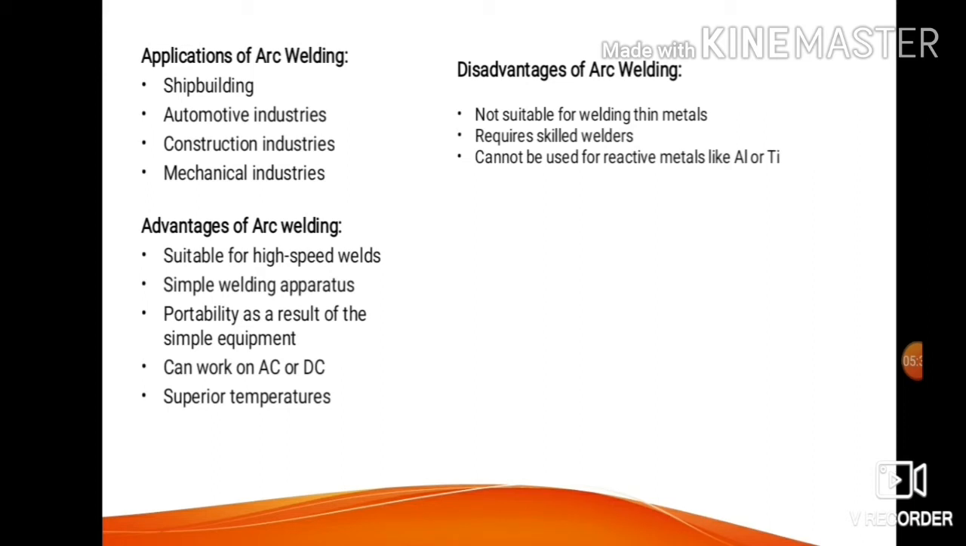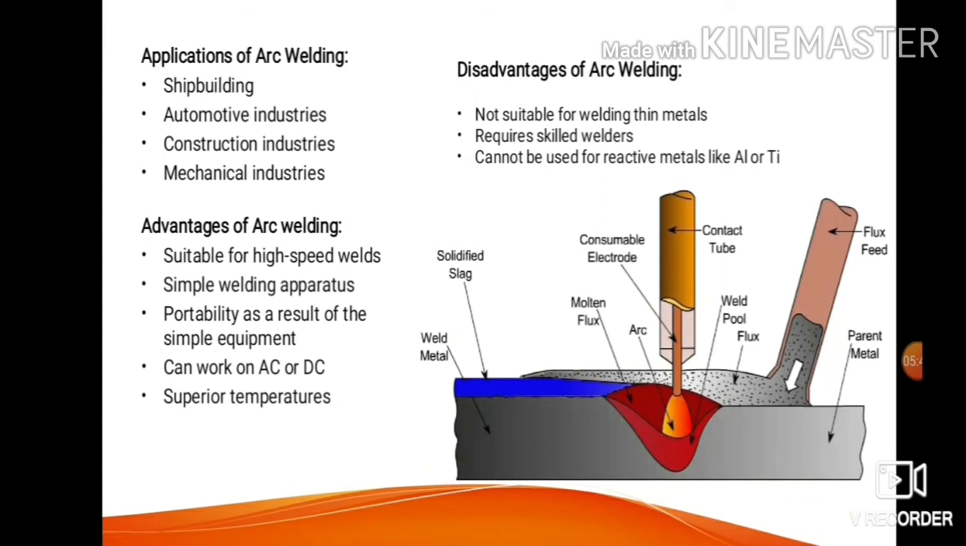It also cannot be used for reactive materials like aluminum and titanium. So these metals cannot be welded with the help of this arc welding. Here you can see the welding pool diagram of an electrode and material. Here you can see the consumable electrode is used and the electrode is coated with the help of some flux.